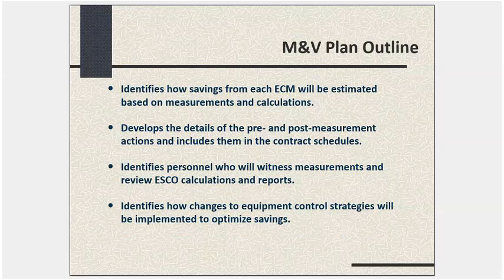I already touched on this third bullet about who's out there actually witnessing measurements on behalf of the client or Board of Water Supply, and who's reviewing ESCO calculations and reports when they come back, those M&V reports. And that may be someone who's designated by the Board of Water Supply. But obviously, the better they understand what's being done by NORESCO and the technical details of the M&V process, the more effectively they can participate as a reviewer of calculations and reports. And lastly, if there are changes to equipment control strategies, how are they going to be implemented?